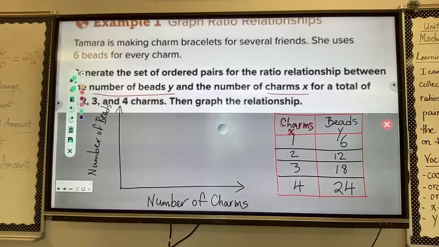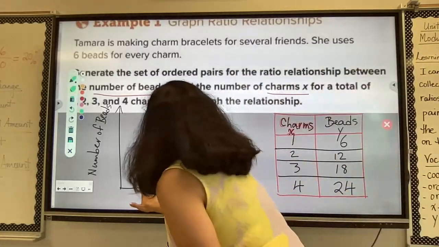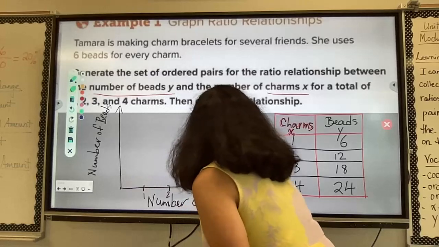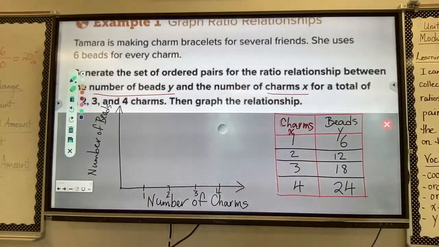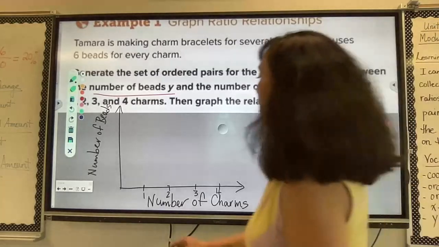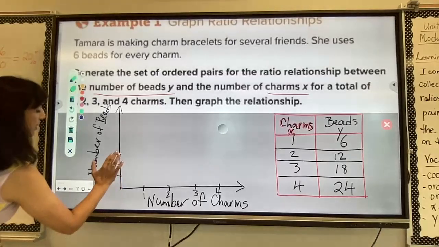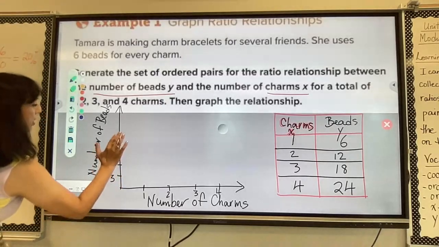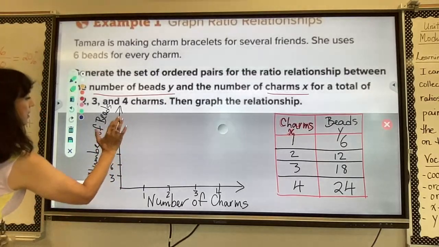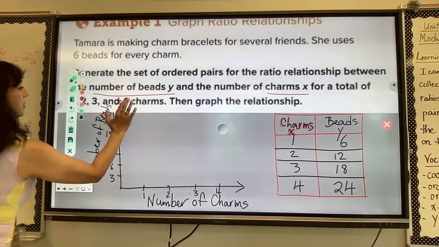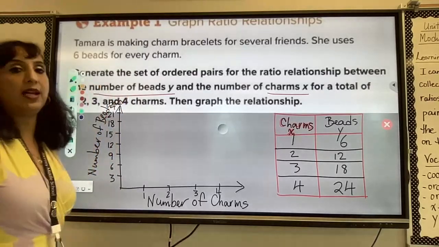Okay, and we are talking about 4 charms. So this is 1, 2, 3, and 4. And for beads, I'm going to make intervals of 3: 6, 9, 12, 15, 18, 21, 24. So I've made intervals of 3.